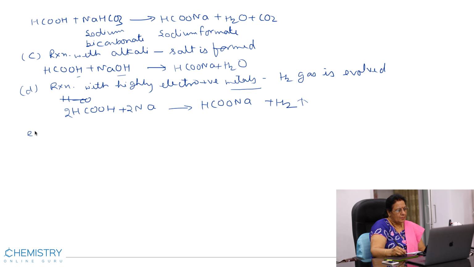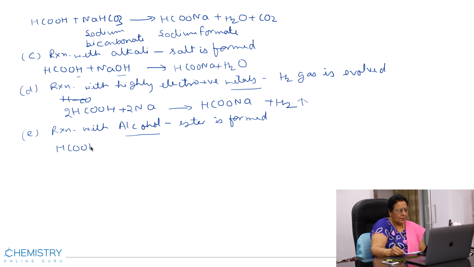Next, reaction with alcohol. Acid and alcohol react together, then ester is formed. This is formic acid. This is methyl alcohol. Then we get ester HCOOCH3. This H and OH react together forming water. Its name is methyl formate ester.